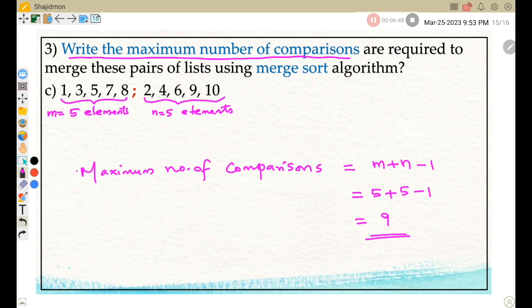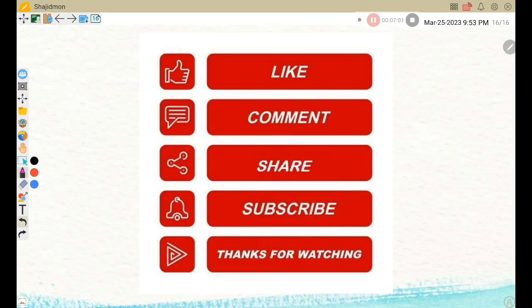So I hope you understood how to do the merge sort for sorting the numbers, and how to find the number of comparisons from these questions. So this is the topic of this recorded class. I hope all of you understood.